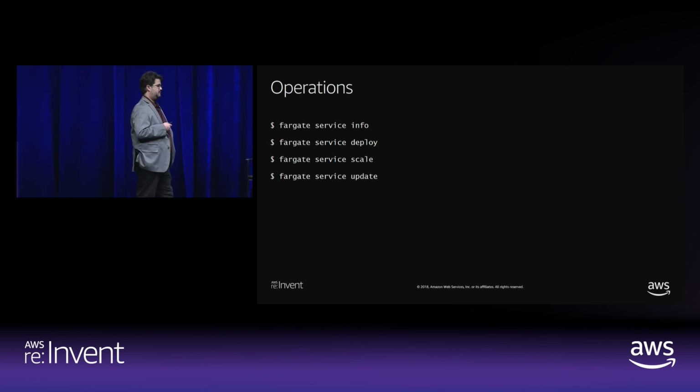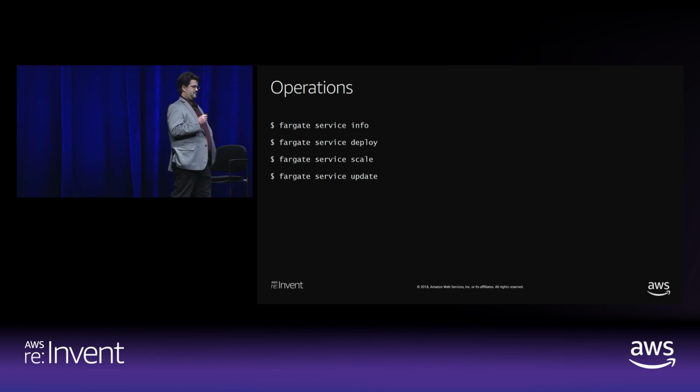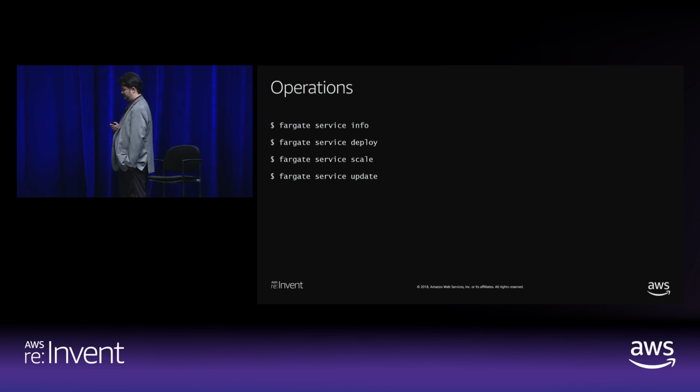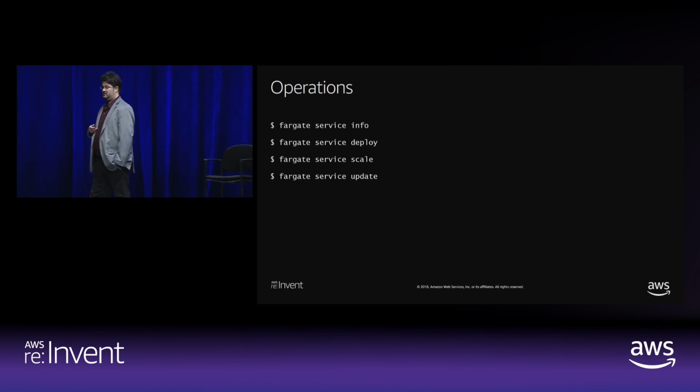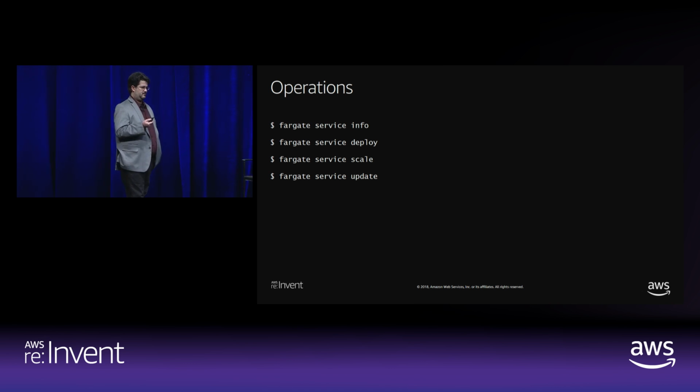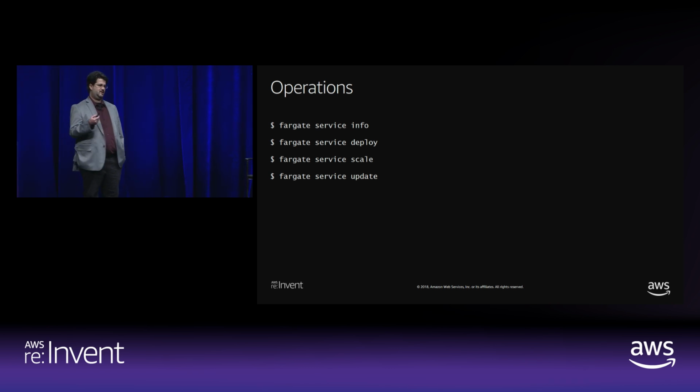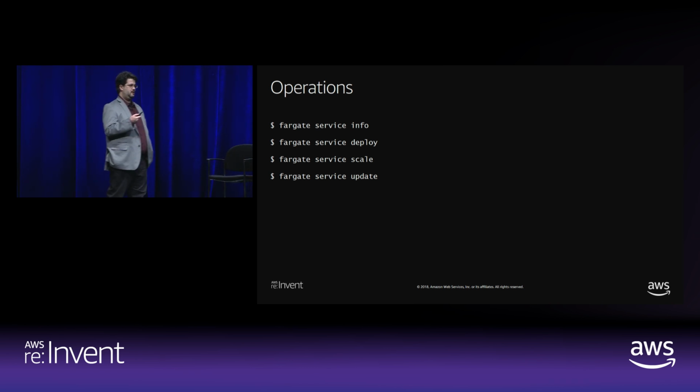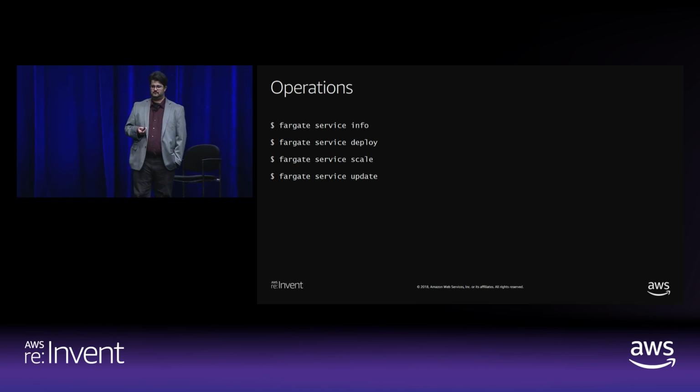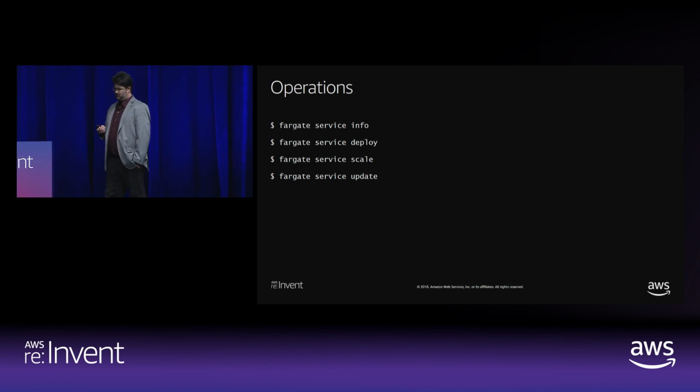Once the cluster was up, then they needed to start managing and operating it. So we began leveraging the Fargate CLI to do that. They needed to do things like get information about it, like what kind of tasks were running on the service, or what the endpoint for the load balancer was, things like that. They also needed to scale it, both horizontally and vertically, to try to right-size it. They also needed a way to deploy it in their CI/CD process.